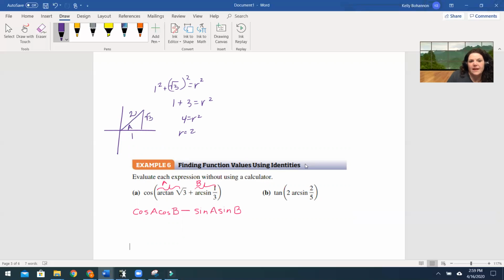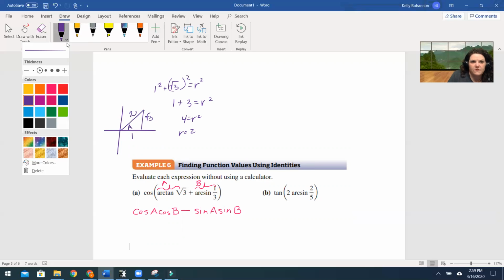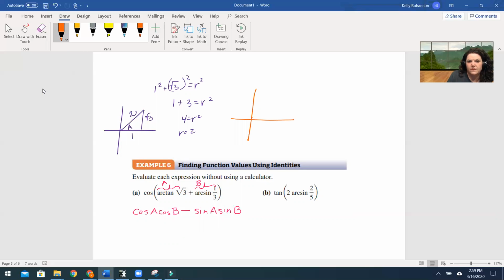All right, and then my other triangle. So this is sine, we'll call this triangle B, or angle B. That would be 1 over 3. So this time I have a hypotenuse, so 3 squared minus 1 squared equals x squared. All right, that makes this 2 square root 2.